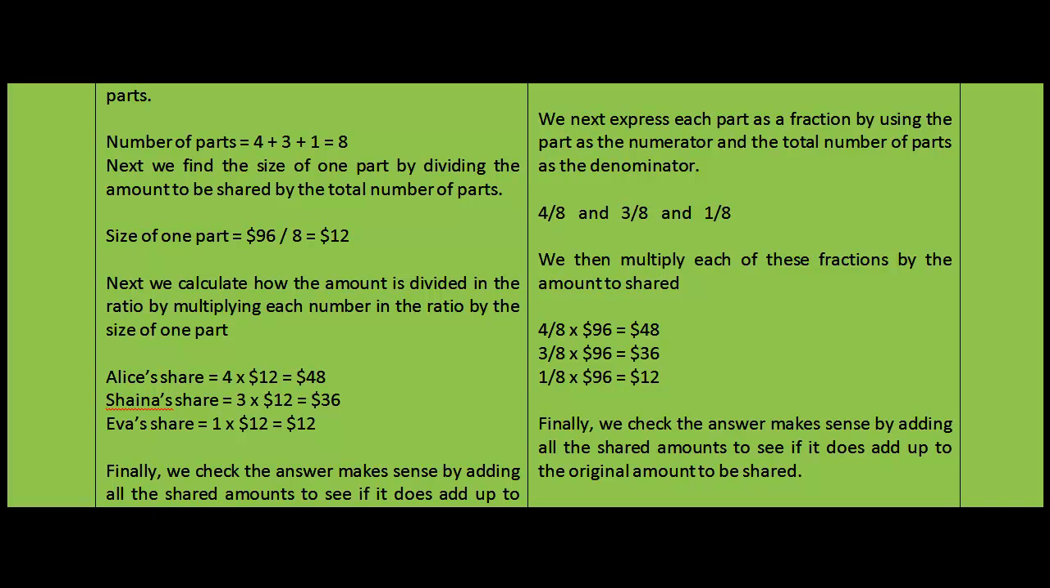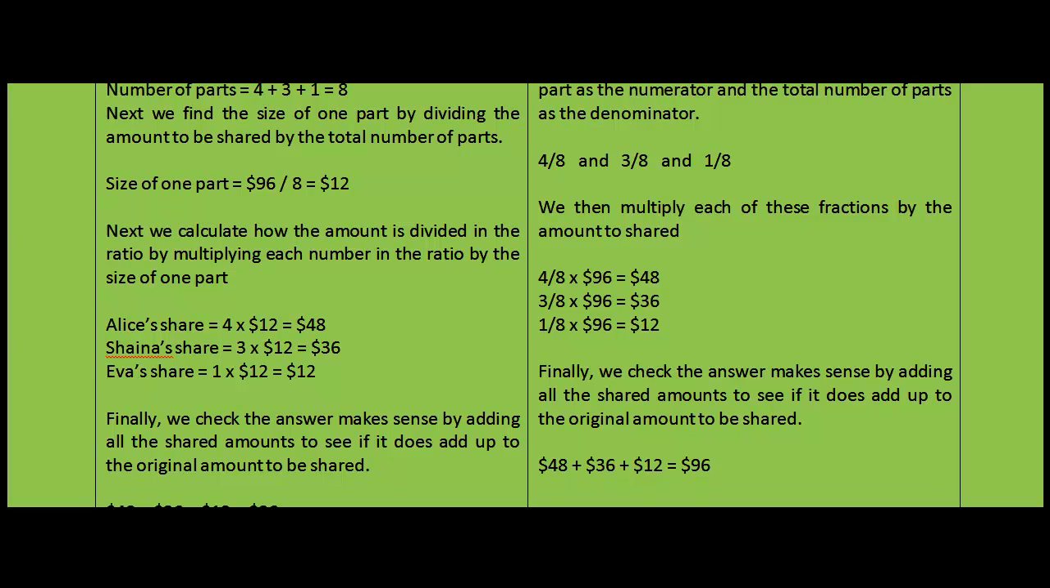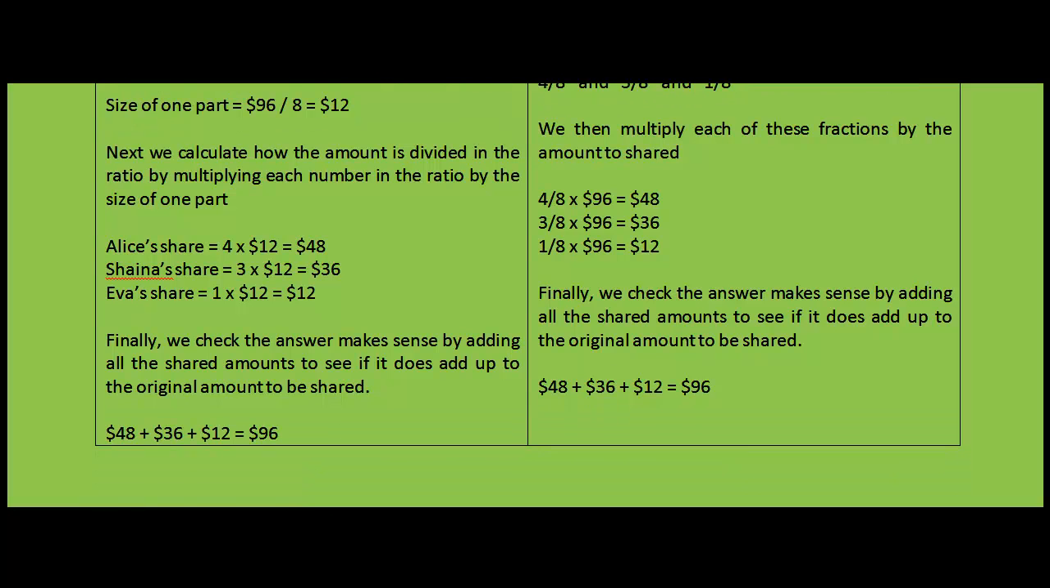We then end up with these 3 fractions: 4/8 for Alice, 3/8 for Shayna, and 1/8, 1 part out of 8, for Eva. If we then multiply each of these fractions by the amount to be shared, we will find out how much money each person gets. So 4/8 times the total amount to be shared gives us $48. 3/8 times the total amount gives us $36, and 1/8 times the total amount gives us $12. And as I said earlier, we want to make sure that these amounts actually do add up to 96, and so if we add 48 plus 36 plus 12, we get $96, the same answer as in the previous method.